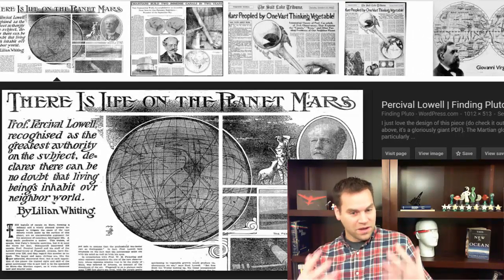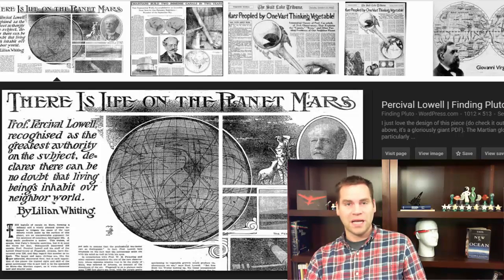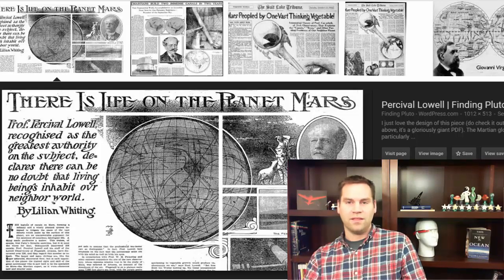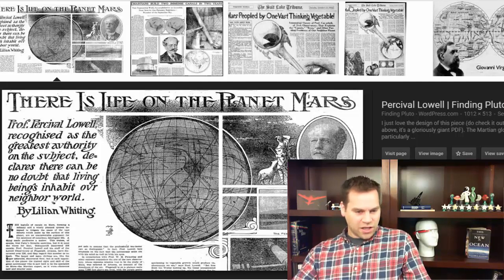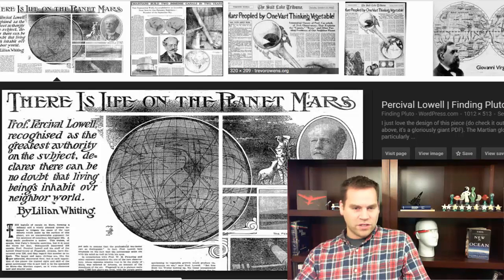also made strong statements about his observations of seeing canals and even changes on the surface of Mars, right? That would be attributed to living creatures. So this is actually like newspaper clippings. That's what I have here, right? Just to show the kinds of things that were being said in the newspaper.